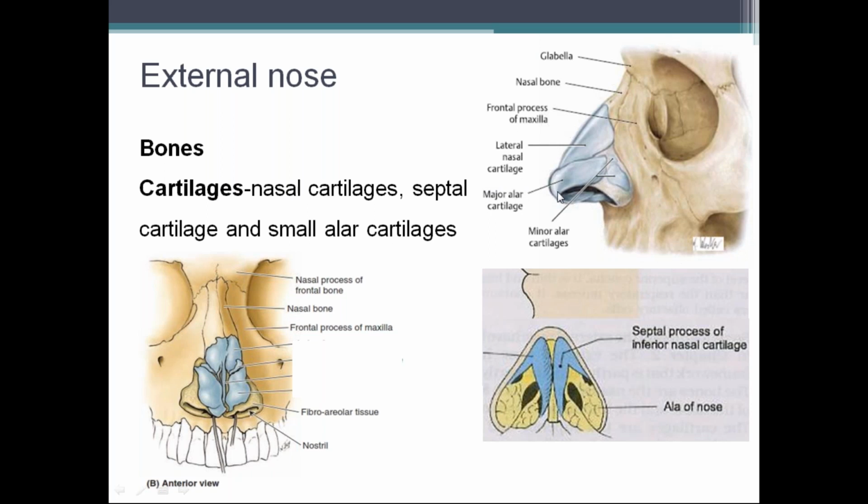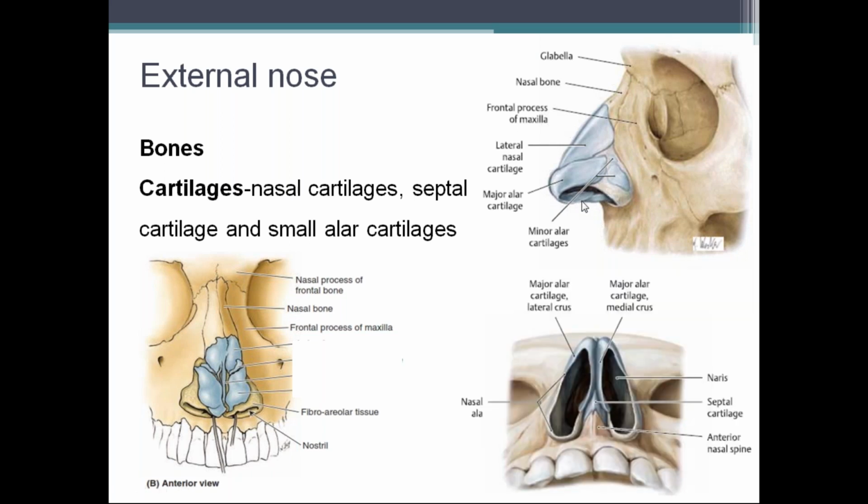Okay, this inferior nasal cartilage extends into the nasal septum. It forms the mobile part of the nasal septum. Okay, so we'll go on to the anterior nares. You can see the anterior nares, and you can see the extension of the inferior nasal cartilage to form the septal cartilage here. So one more cartilage is also there, that is the septal cartilage.